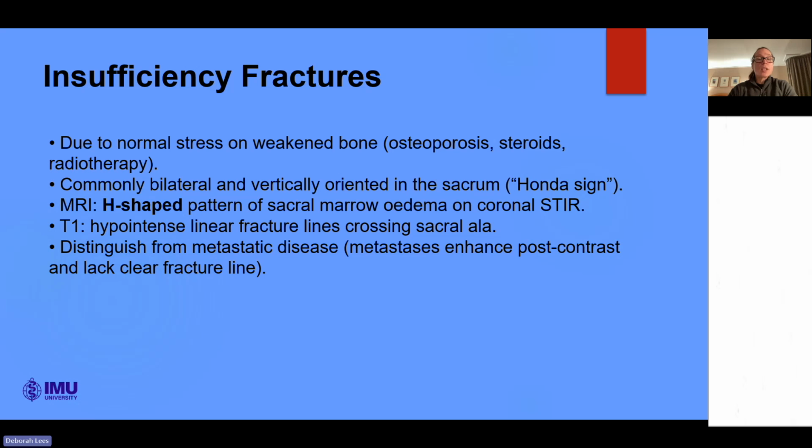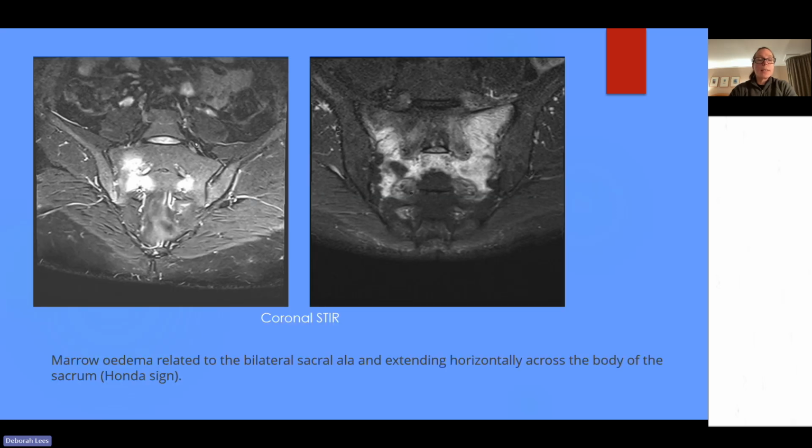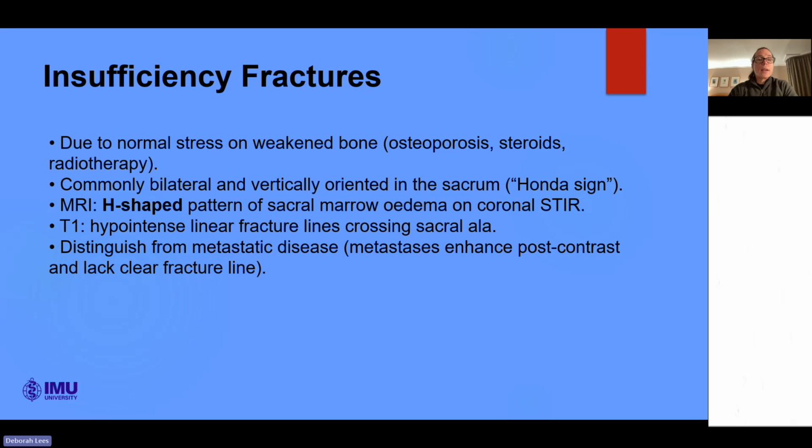So insufficiency fractures is just where you have normal stress, but the bone is weak. And that can be because of physiological osteoporosis, or the person may be taking medications such as steroids or have had some radiotherapy. Often we get these orientated vertically in the sacrum, but you can get this horizontal component to it, and this is what we call the Honda sign. So this is it here. Imagine the H of the Honda is what we look at. So this is because we've got sacral marrow edema. It shows up beautifully on your STIR sequences.